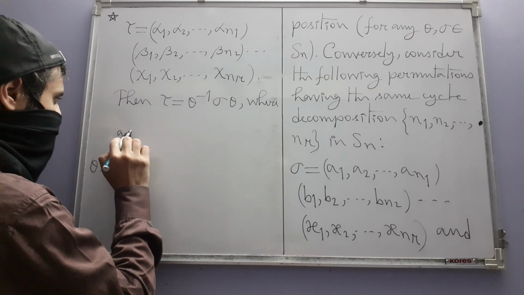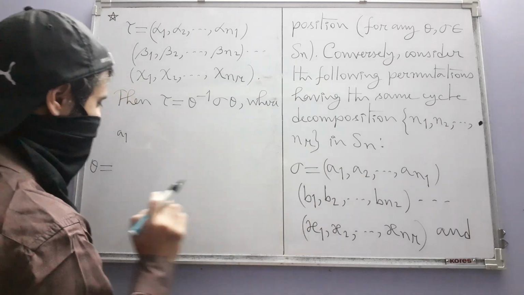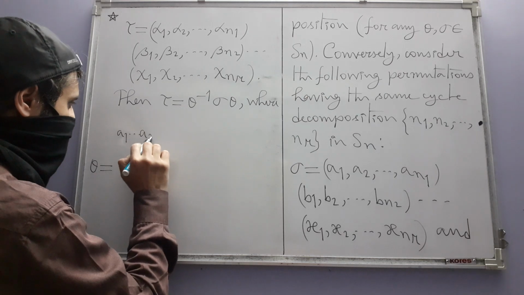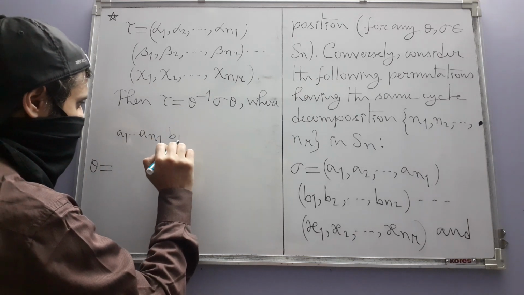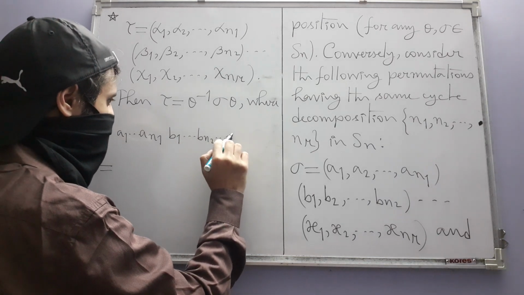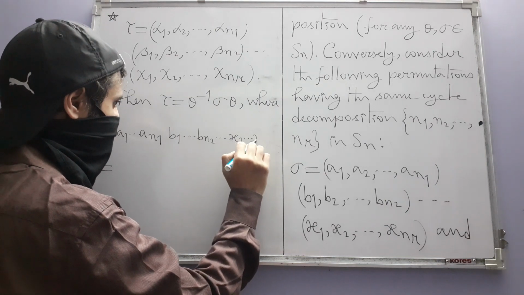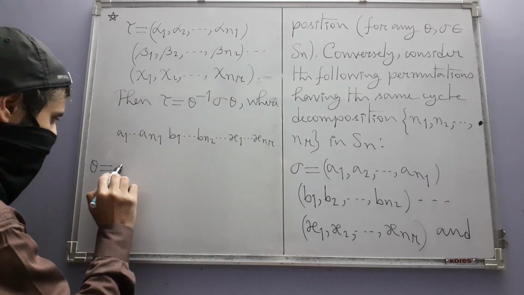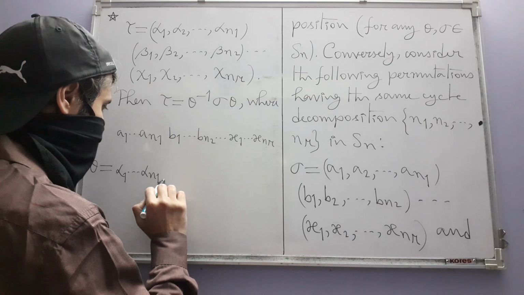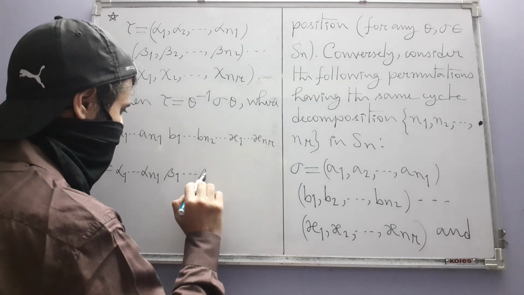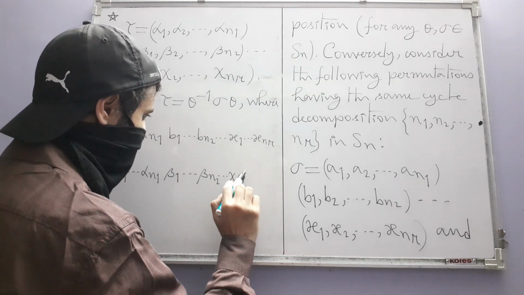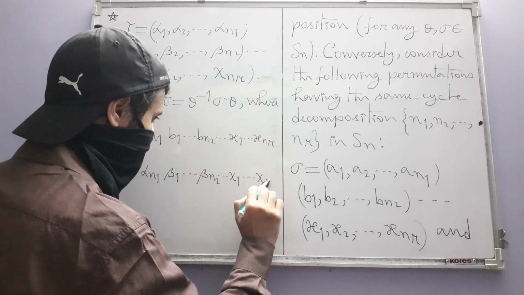A1, let me not just write these second elements. Okay, A1, A2, you understand that you have A2 here after A1, AN1, B1, BN2, X1, XNR, alpha 1, alpha N1, beta 1, beta N2, pi 1, pi Nr.